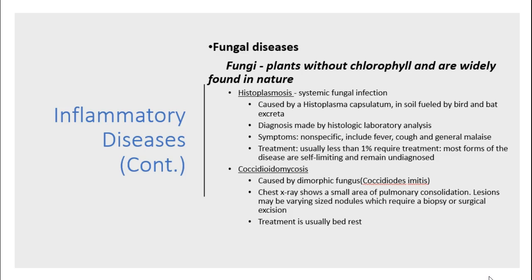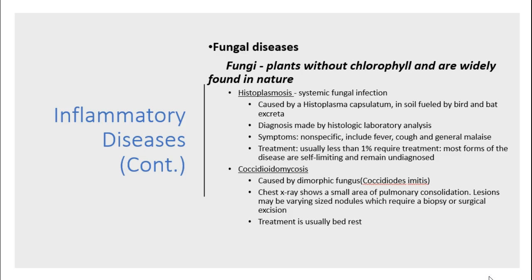All right, so fungal diseases. A fungus is a plant without chlorophyll and fungi are widely found in nature. So there's histoplasmosis. It's a systemic fungal infection caused by Histoplasma. It's in soil fueled by bird and bat excreta. Diagnosis is made by histological lab, and the symptoms are nonspecific, including fever, cough, and malaise, and treatment is usually needed in less than 1%. Most forms of the disease are self-limiting and remain undiagnosed. So most of the people with histoplasmosis just think that they have the flu.